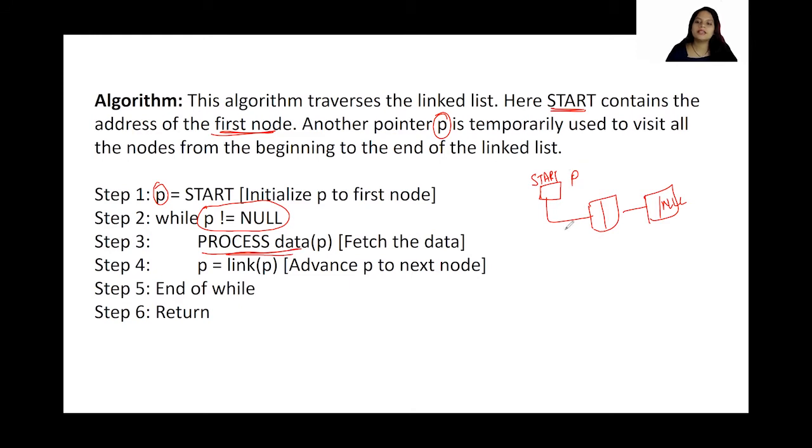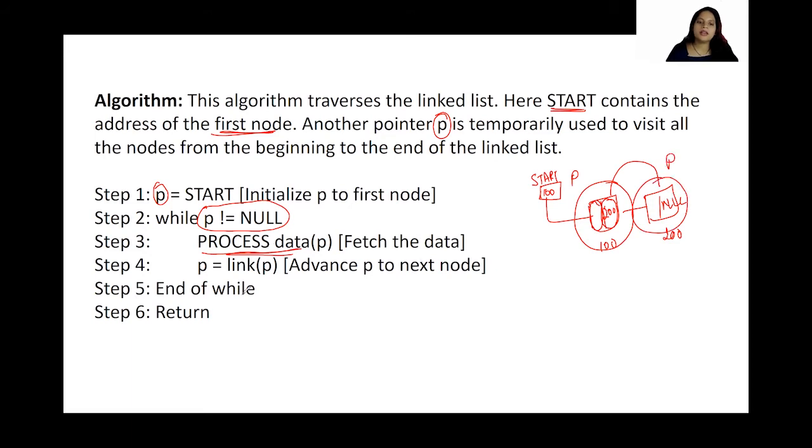Suppose this is my 100, this is my 200. What will the start value be? It will be 100. So P is 100, which is nothing but this node. I'm going to process the data. It can be processing, printing, counting, anything. Then P is equal to link of P. Whatever the value is over here, in this case it is going to be 200. P is this value, which means P is going to move over here.